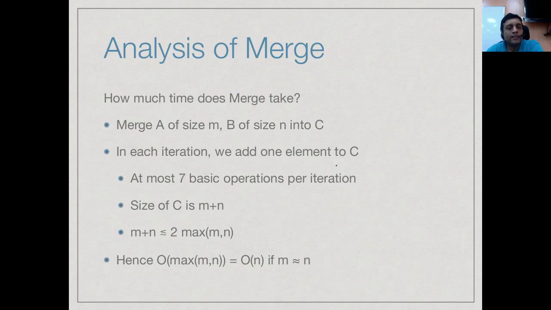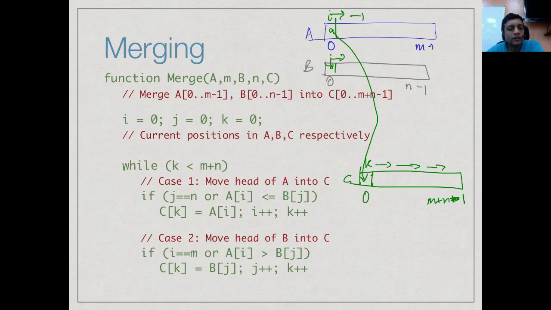So in each iteration, notice that we add one element to C. But the size of C is exactly m plus n, because there are m elements in A and n elements in B, and each of them will eventually make it to C. So there are m plus n elements. And in each iteration of the loop that we had before, one element gets added to C, either in this if or in this else, and k is incremented.